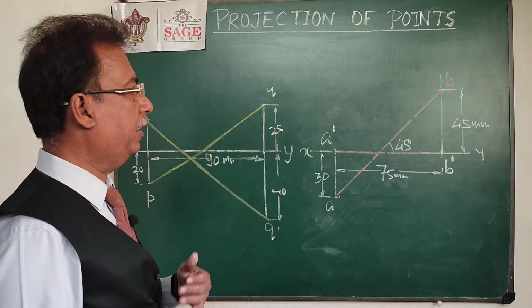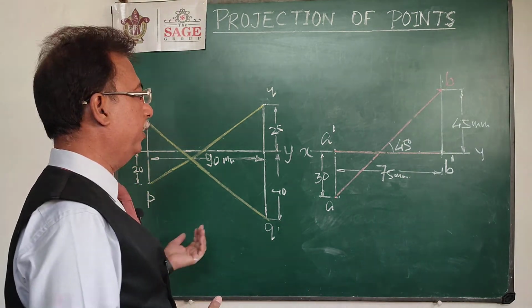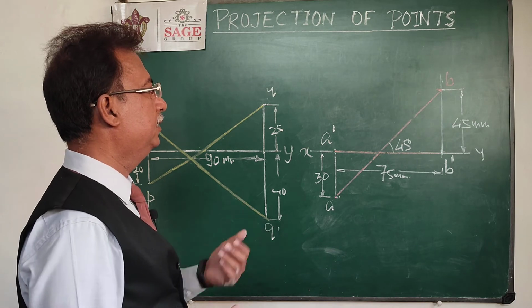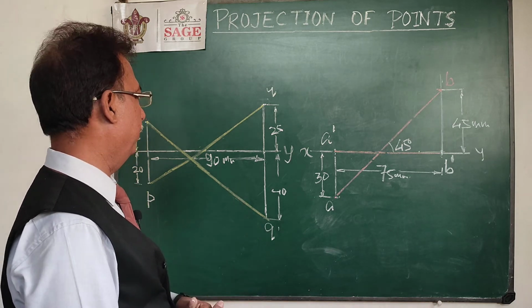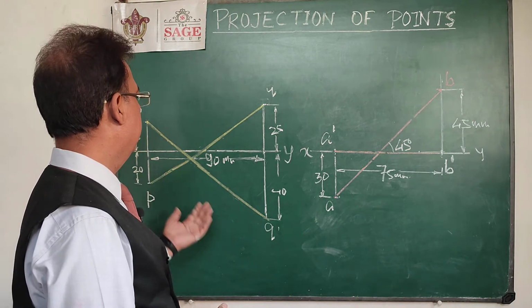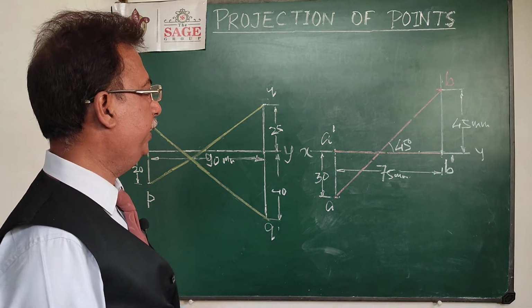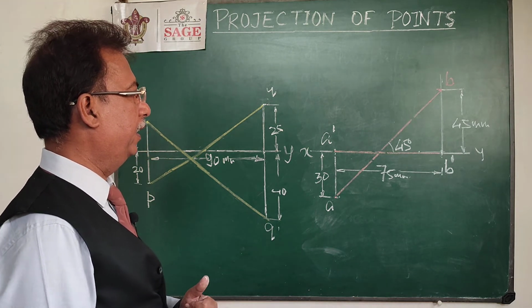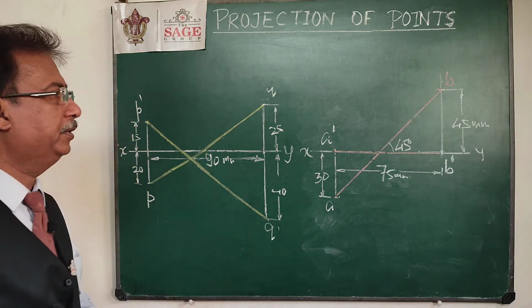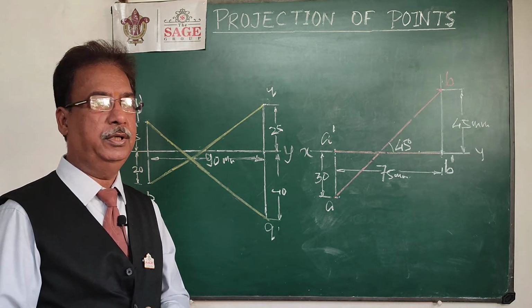Actually the problems are projection of points, and by plotting 2 points we get the two straight line problems. The first line is PQ, and the second line is AB. I hope you understand these two problems. Try them in your notebook.